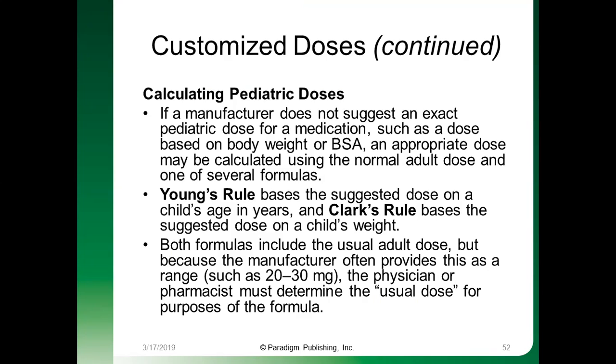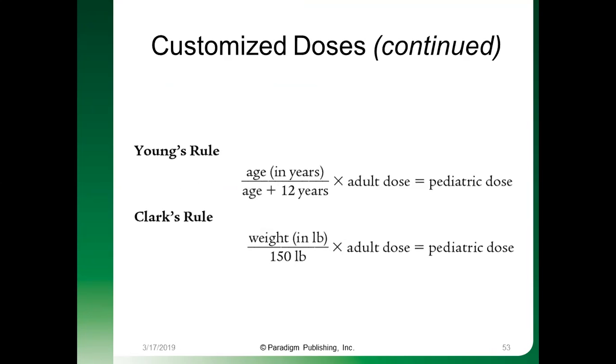Both formulas use the usual adult dose, but because the manufacturer often provides this as a range, such as 20 to 30 milligrams, the physician or the pharmacist must determine the usual dose for the purpose of the formula. So, Young's rule.